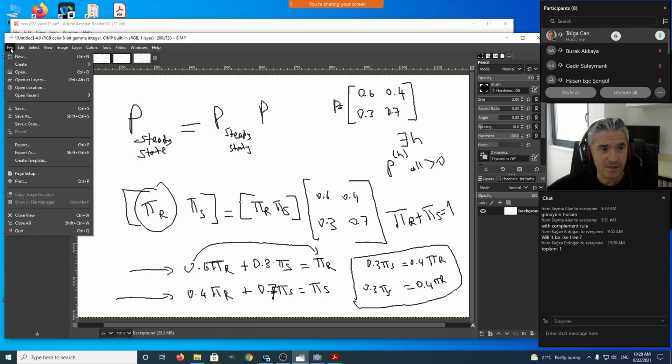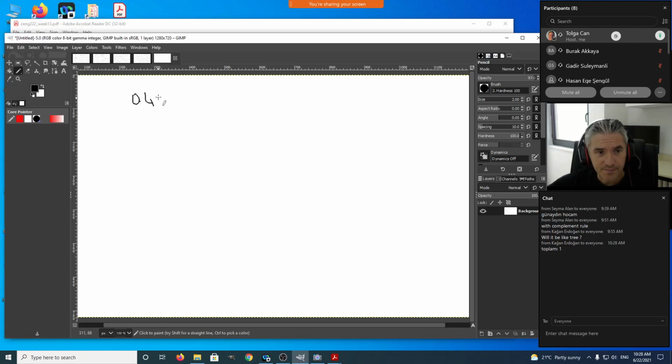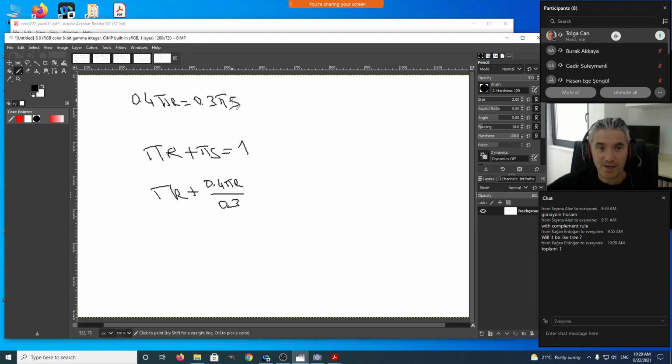Let's do that in the next slide, and then I'm going to conclude today's lecture. So 0.4 pi r is equal to 0.3 pi s. If pi r plus pi s is equal to 1, I can replace this pi s with pi r plus 0.4 pi r divided by 0.3. This is what pi s is. So just put 0.3 over here. So this one is equal to 1.